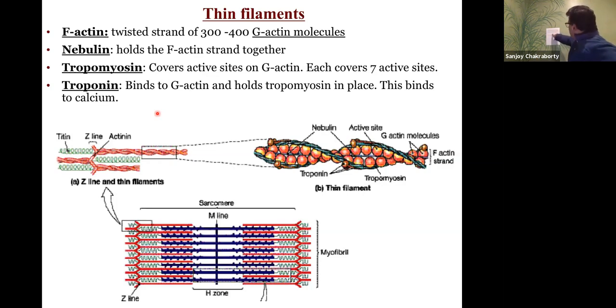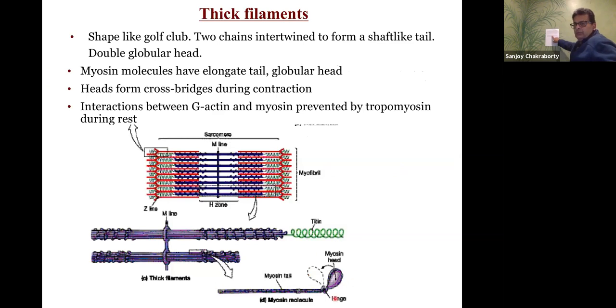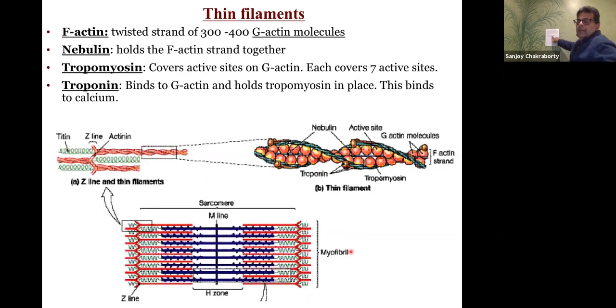And because tropomyosin is covering, you can't see this. Let's say this is the active site. So if the active site is covered by tropomyosin, and this is troponin, troponin is holding them, so that the myosin head, which is this myosin head, the head of the golf club, they cannot bind to the G-actin. Now, why they want to bind and when they can bind, that's what we're going to mention now.